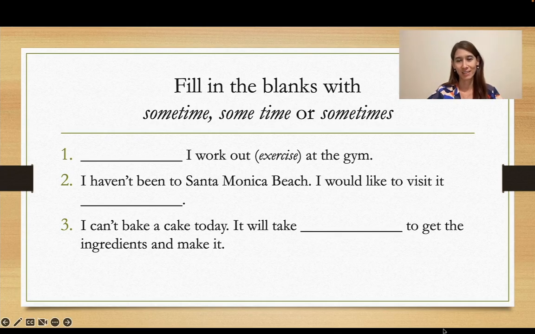Okay, let's practice. I'm going to give you 3 sentences, and you need to fill in the blanks with sometime, sometime, or sometimes. Number 1, I work out or exercise at the gym. Which one should it be? You should have said sometimes. Sometimes I work out at the gym.